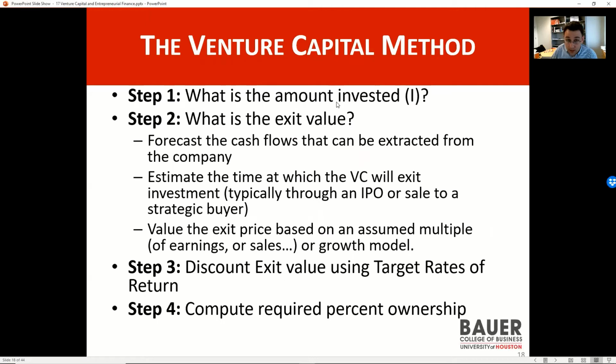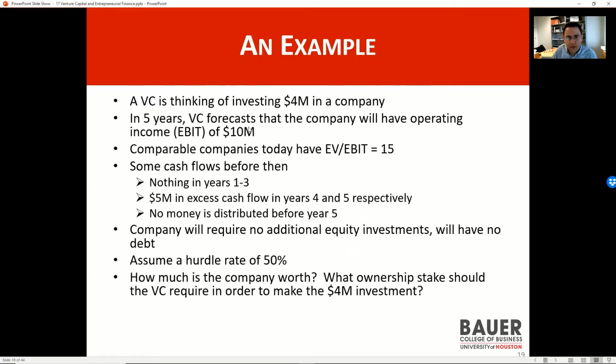Right, so that's step 1. What is the amount invested? Then you do the forecast. In 5 years, the VC forecasts that the company will have an EBIT of 10 million. We have a multiple, an EBIT multiple here. Comparable companies have an enterprise value over EBIT of 15.